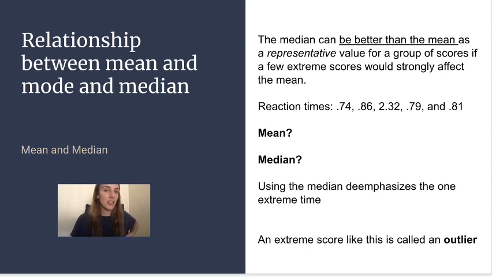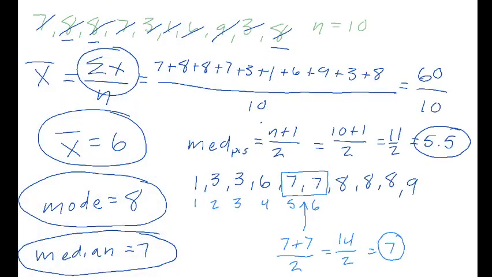So we have a list of reaction times here, and we're going to find the mean and the median for this data set here. We're going to see how the median de-emphasizes more extreme scores, or scores that we might call outliers. So let's go ahead and hop back to the whiteboard and let's get us a new slide. Apologies again for getting us a little cut off here. I will make sure that does not happen to us again.